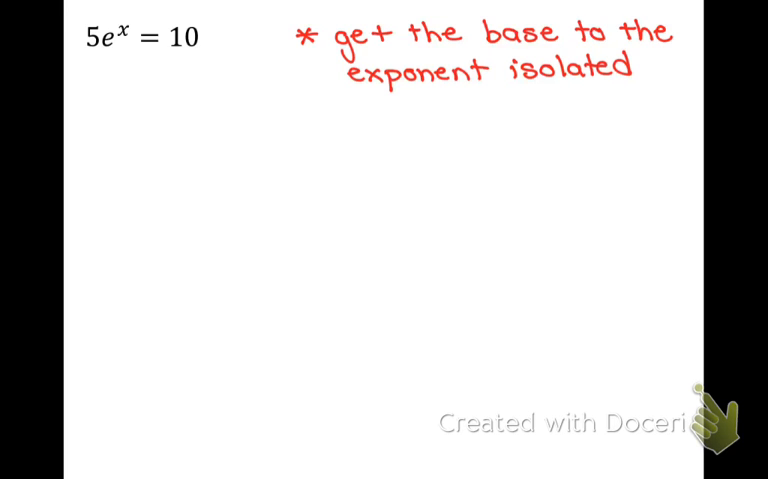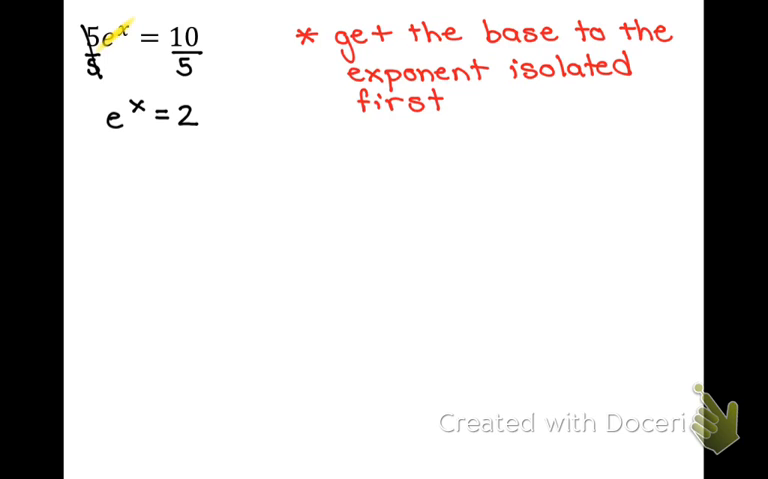And we want to do that first. So we are looking to get that e to the x isolated. We want to get that by itself. In order to do that, we're going to have to divide both sides by 5. And we get that e to the x equals 2. I now have that base to my exponent isolated on that left-hand side.